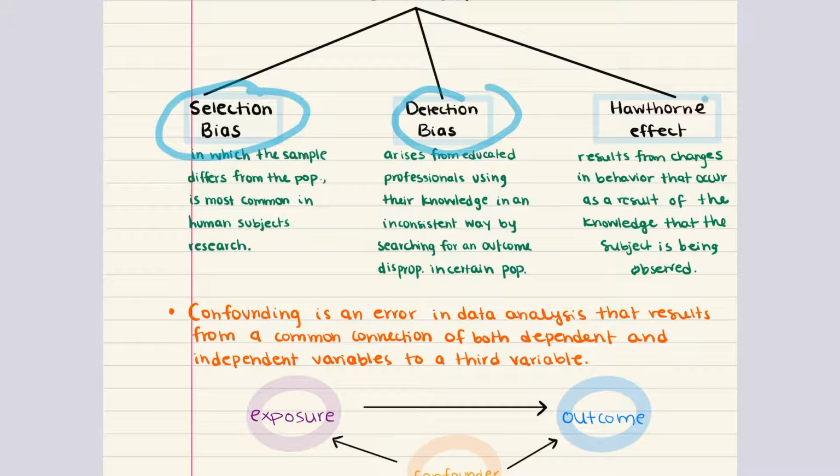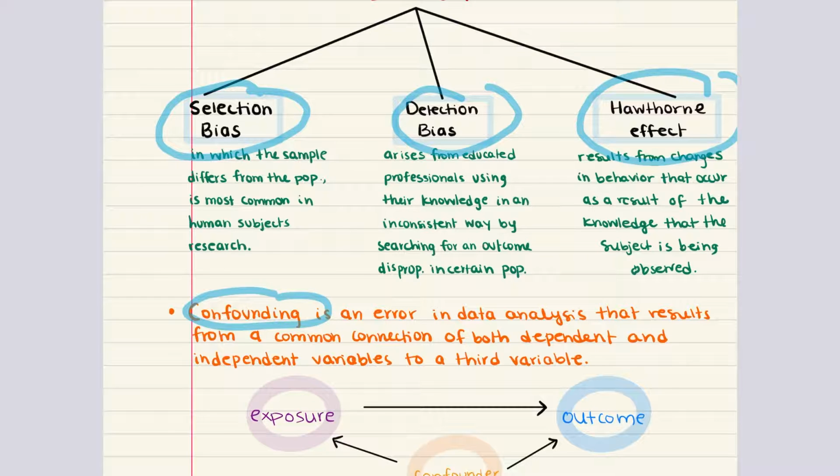Third, we have observation bias, also known as the Hawthorne effect. This occurs when participants change their behavior because they know they're being observed. For instance, participants in a diet study might eat healthier while they're being monitored, and that can distort the results. Finally, confounding happens when a third variable is associated with both the exposure and the outcome, and that can lead to a false or misleading association between the two.